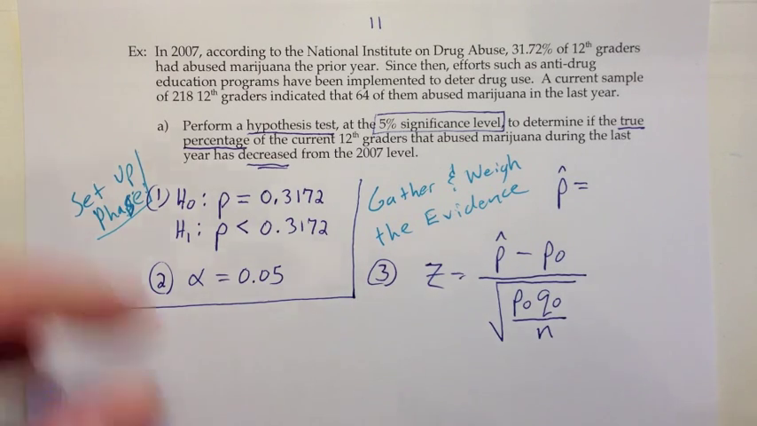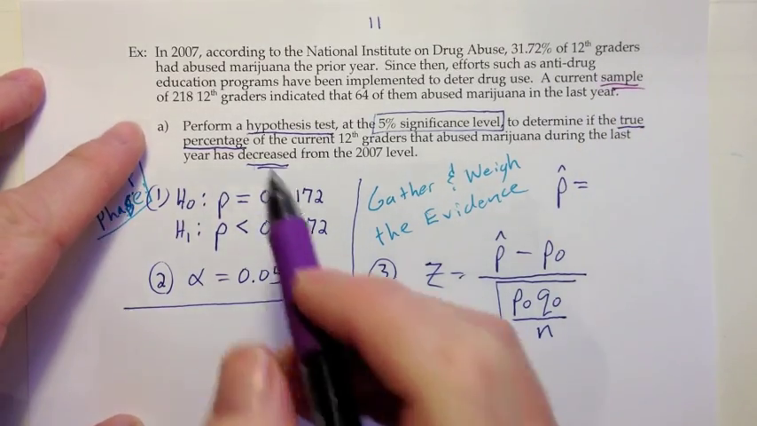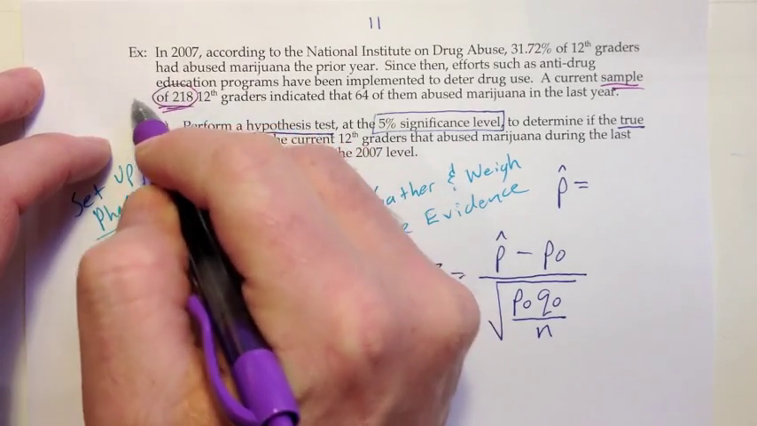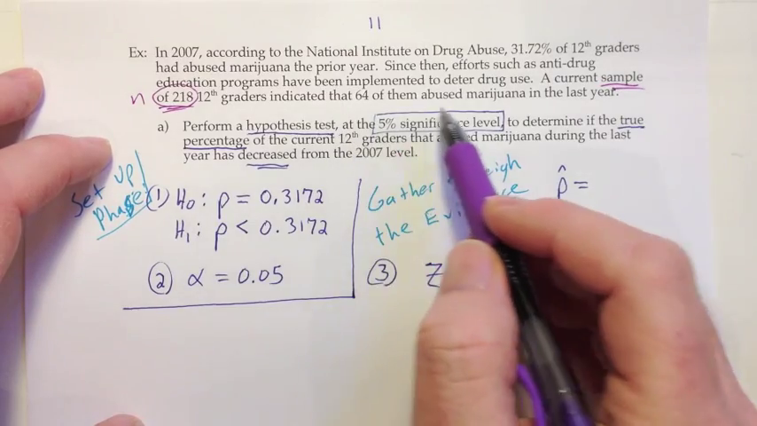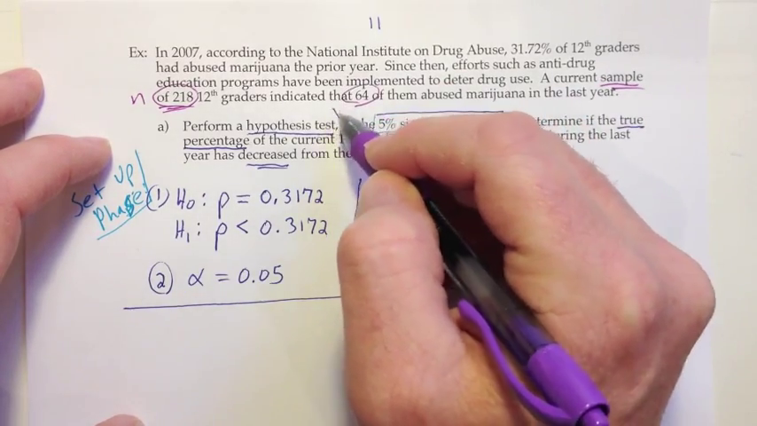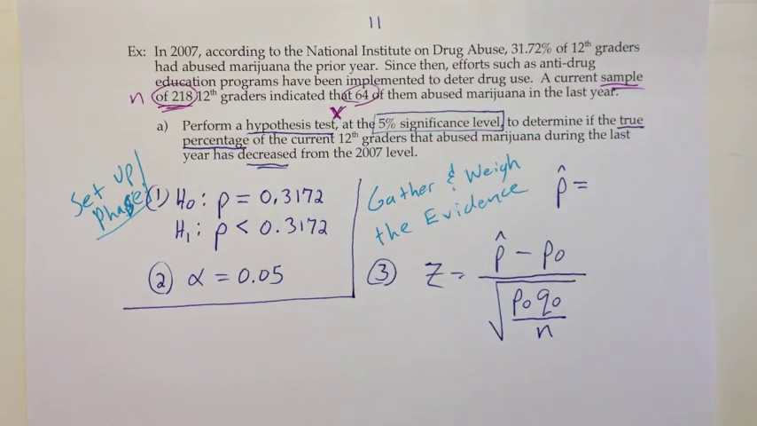As I look through here, it says a current sample, so it's a sample proportion, so we're going to look there. It says a current sample of 218. That sounds like that number right there would be n. 64 abused marijuana in the last year, and since that's what we were looking for, that would be our number of successes, x. So it looks like we've got our x over n. Go ahead and plug those into the p-hat formula.